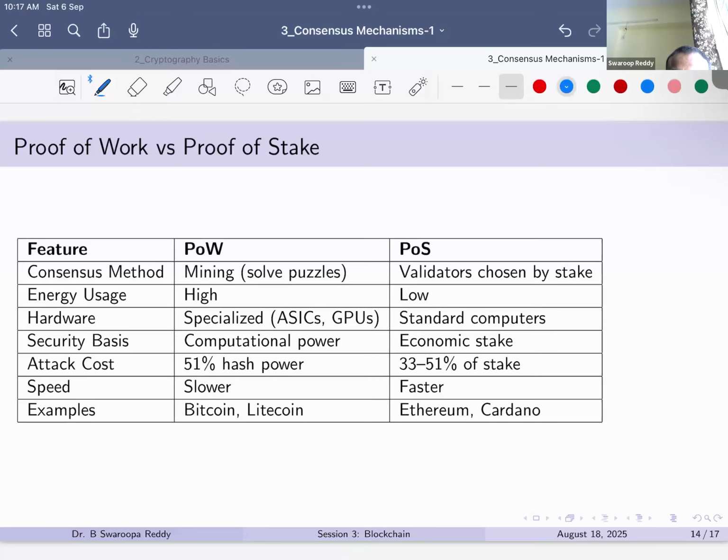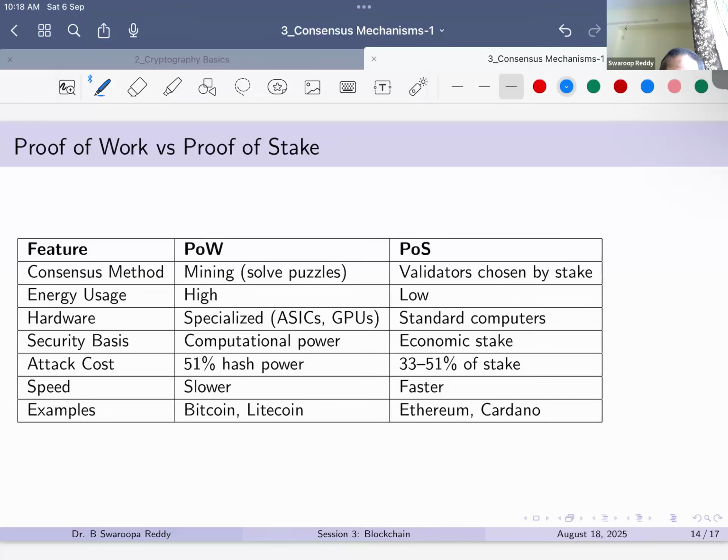Speed wise, proof of work is very slow because it needs to solve the problem, but proof of stake is not that slow. It is faster. Here the examples are Bitcoin and Litecoin, which use proof of work, but Ethereum, Cardano and Algorand are all based on proof of stake. So these are some examples and differences between proof of work and proof of stake.